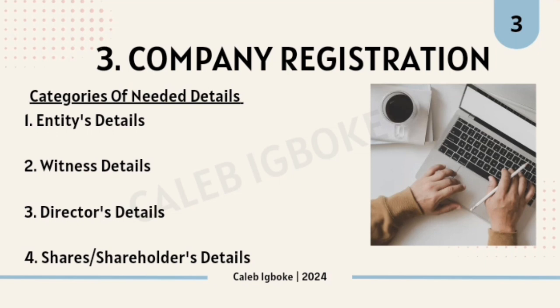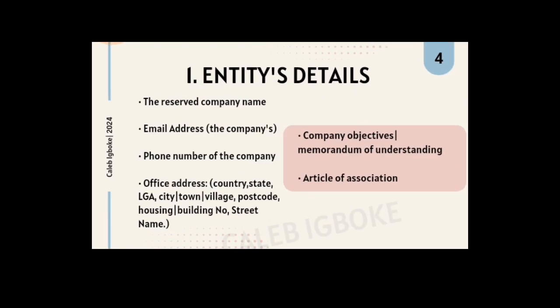Here I've grouped the details needed in 4 categories to simplify it and make it easy for you to access them or gather them together. And they include: number 1, entity details, witness details, directors details, and shareholders details. Now we'll be explaining them one after the other.